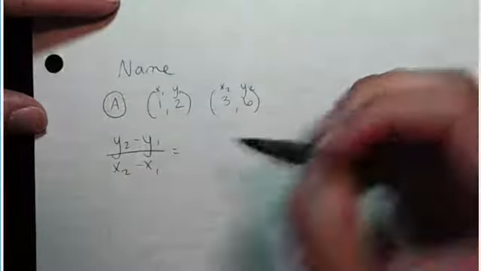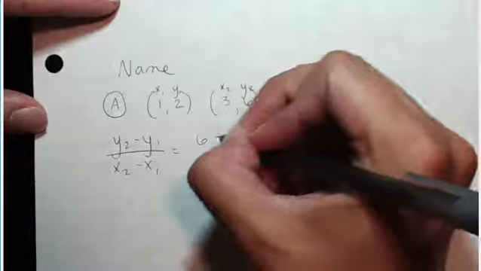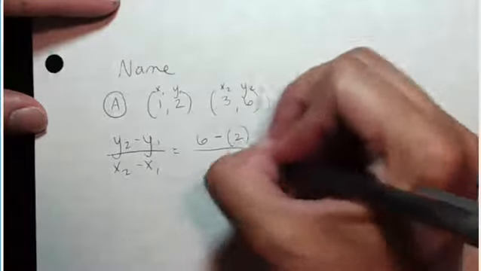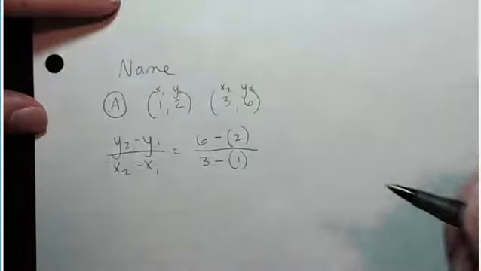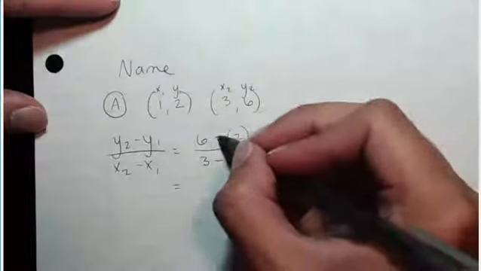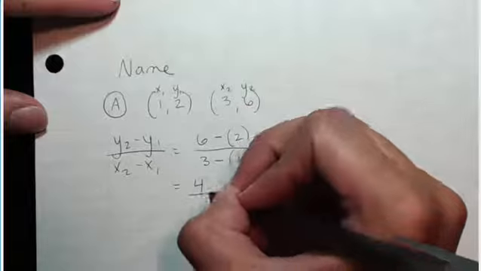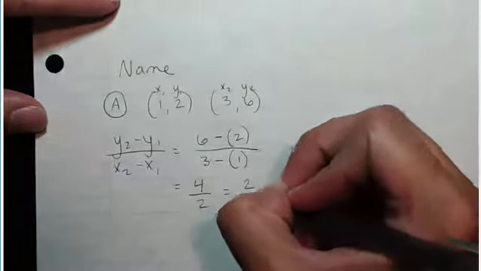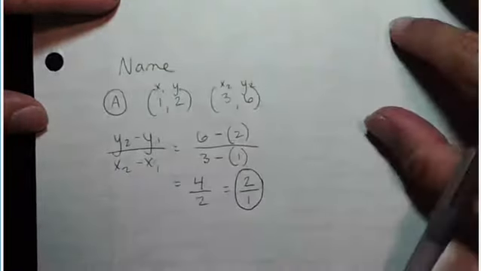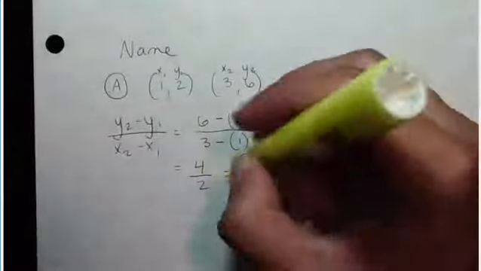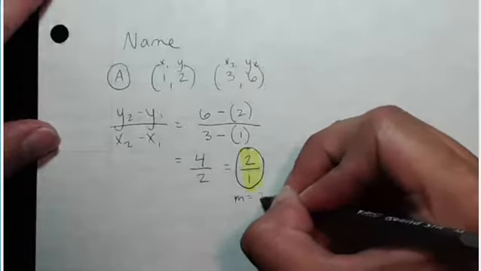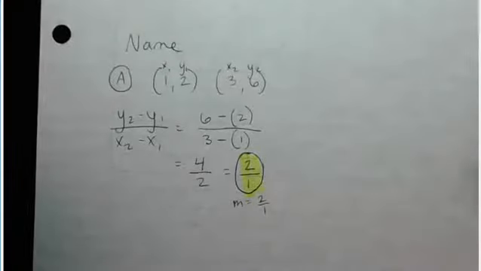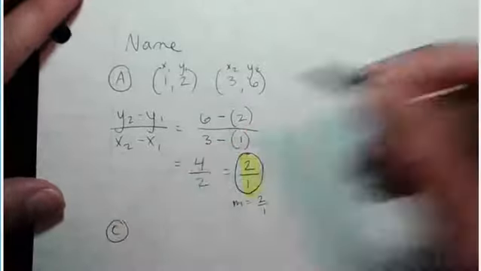So I'm going to go ahead and set this up. So y2 is 6 minus y1 is 2 over x2 is 3 minus x1 is 1. Now I'm able to solve. 6 minus 2 is 4, 3 minus 1 is 2, and my slope here is 2 over 1. So now, since I found my slope for A matches up with 2 over 1, I'm going to look for a card that has m is equal to 2 over 1 on it. So let's say C. Card C has 2 over 1.